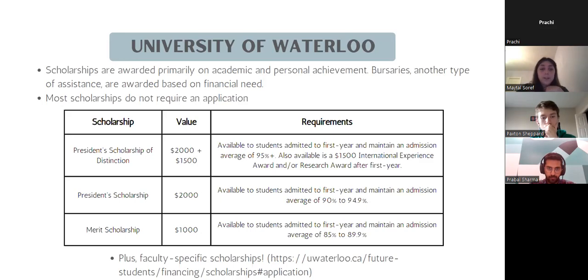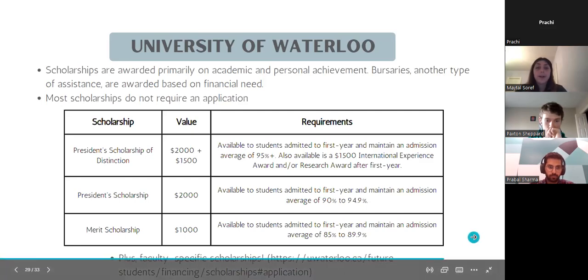Then you have the President's Scholarship, which is $2,000, available for students that have a 90 to 94.9 average. And then you have the Merit Scholarships, which is $1,000, available to students that have an 85 to 89.9. And Waterloo also has faculty scholarships.